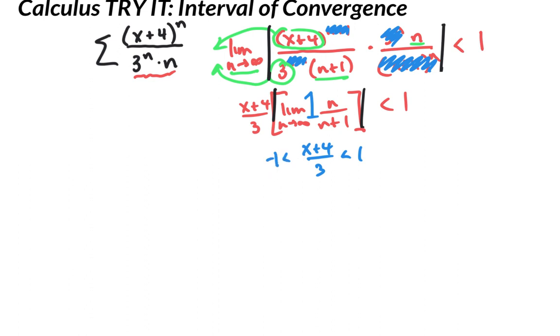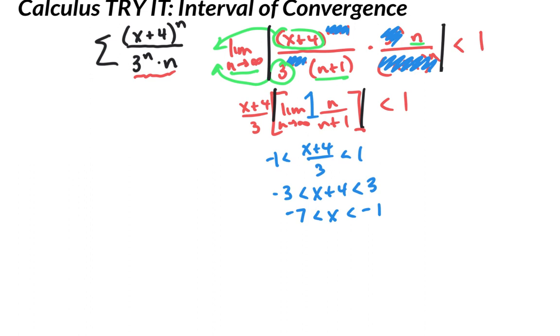All right, I'm going to now solve for x. So multiply everything by 3. Subtract 4. Like that. Now, this would allow us to figure out the radius of convergence. Right in the middle of this interval is negative 4. That comes from the fact that negative 4 plus 4 is 0. Negative 4 is in the middle, and it takes 3 units in either direction to get to the edges. So our radius of convergence is 3, from the center out to the edges.